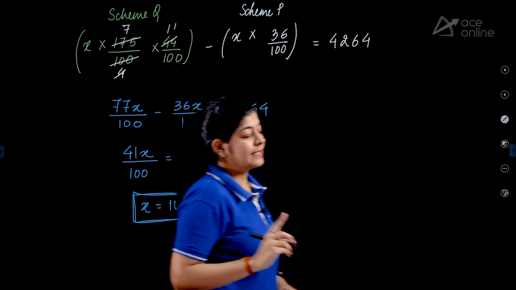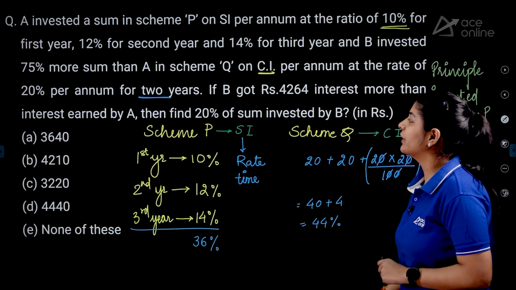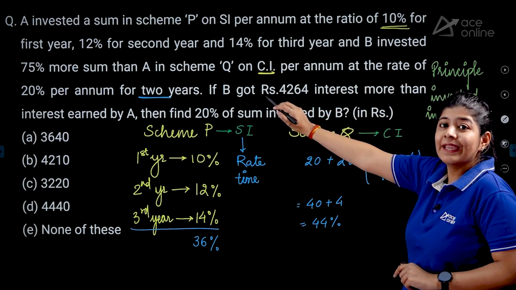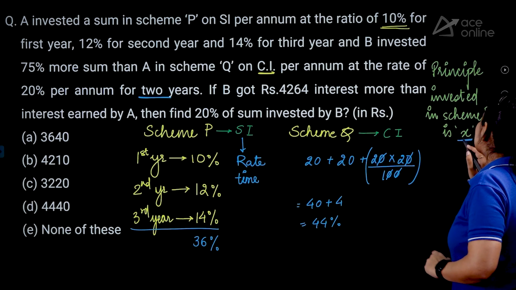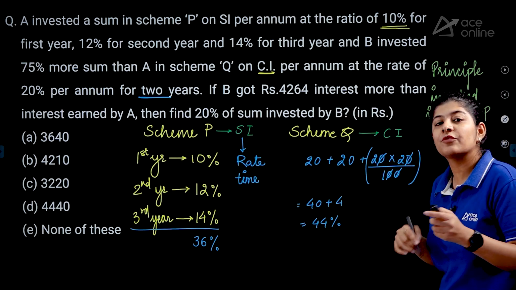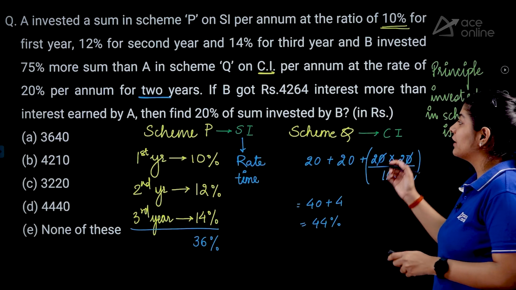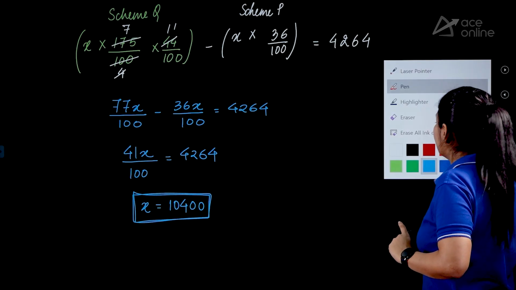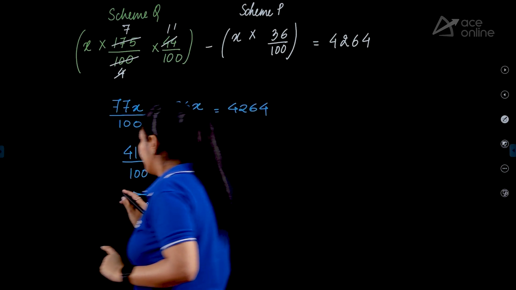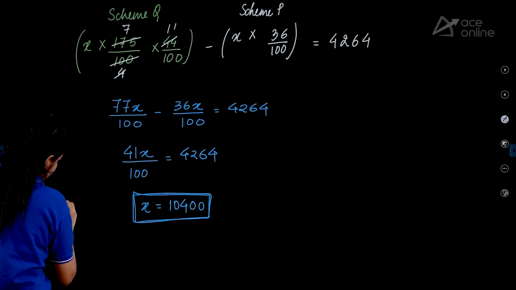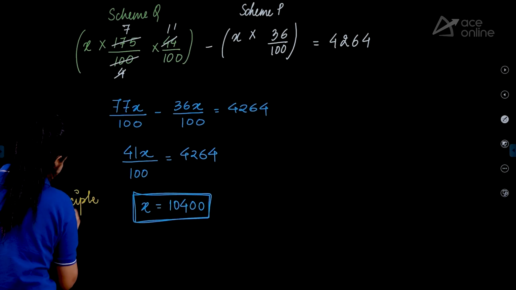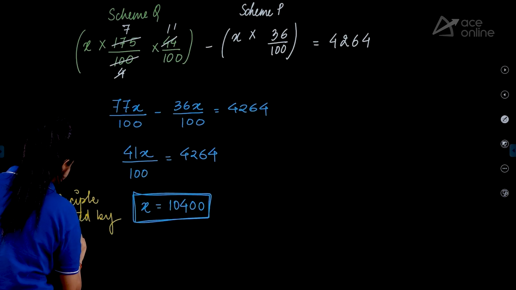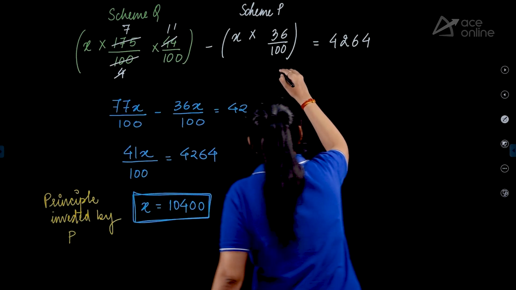But this is not the complete answer. Here what we need to find out is 20% of the amount invested by B. So here we assume X as the amount invested by P. First we have to calculate 175% of this value, and after that we have to calculate 20% of that specific value, right? So this is the principal invested by P.